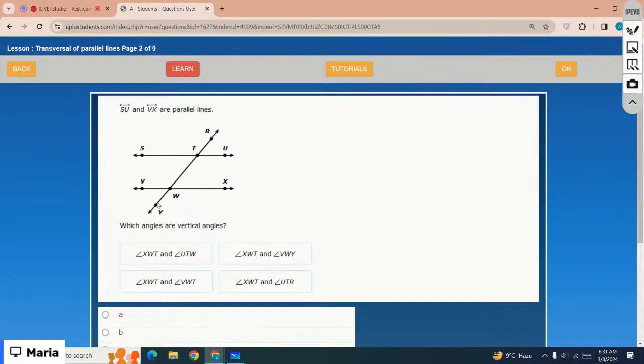Now we are on the vertical angles. The vertical angles are the pair of angles that are on the same side of the line. Look at this one, XWT, right? And VWY. These are the vertical angles. They are on the same lines on the opposite side.